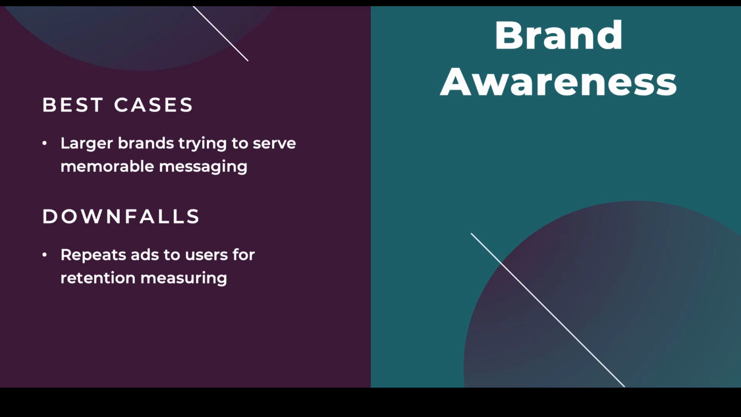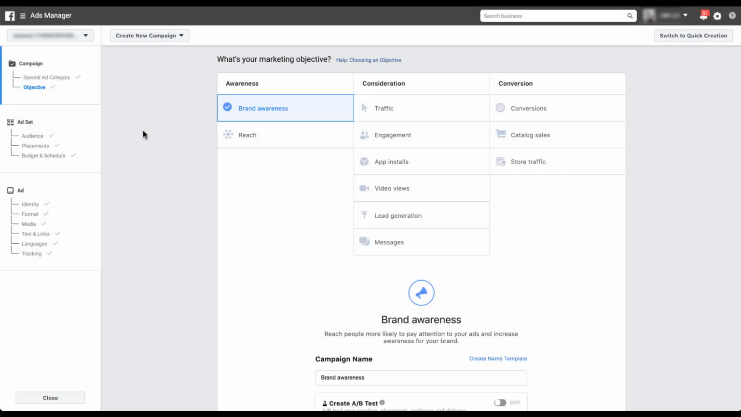It does repeat ads to certain users, so if you're trying to generate brand awareness, it kind of seems counterintuitive to serve ads to the same people. But again, that's how Facebook is going to come up with that ad recall lift metric and try and optimize and get better. Overall, this is probably a better suit for larger brands like McDonald's, somebody that's kind of a household name. Next, I want to talk about reach campaigns.